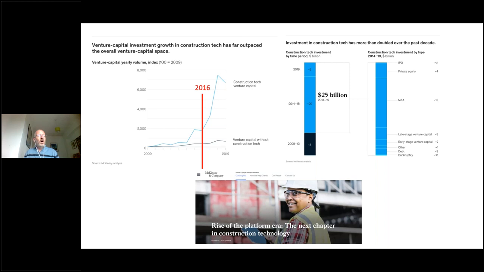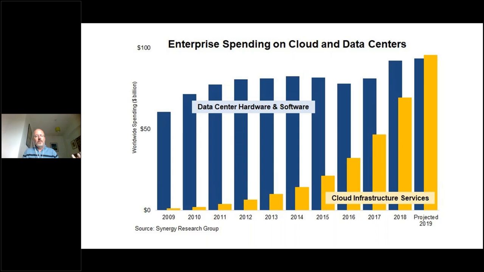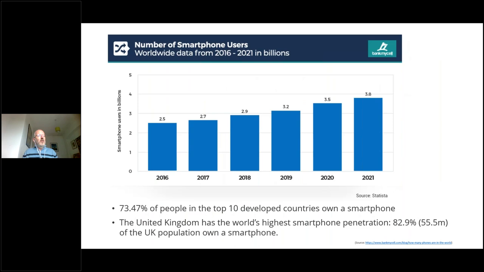And McKinsey is also talking about the rise of the platform era. And I think that's evident from the merger and acquisition activity. We've got a number of large firms building up a portfolio, a platform of applications that can be used to deliver construction projects. Two major trends in parallel with all of the investment activity include the continued and accelerating shift towards cloud infrastructure services. We're also seeing a major shift towards mobile devices. It's little more than 13 years since iPhone and Android were launched in 2008, and people in developed countries are increasingly likely to own a smartphone. And the UK has the world's highest smartphone penetration, with 4 out of 5 people now owning a smartphone.